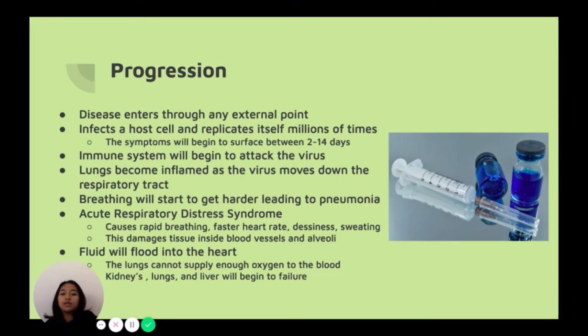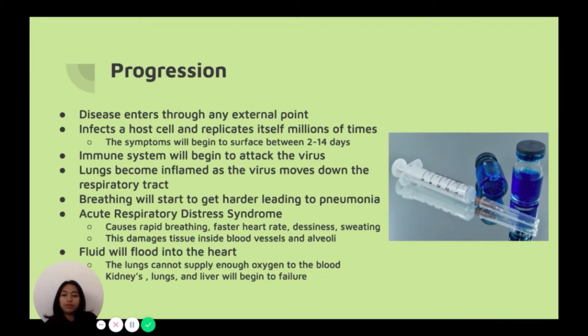The progression of the disease varies in people. The disease, first of all, enters through an external point such as the nose or mouth, or even eye. Once the virus is inside your body, it will infect a singular host cell and replicate thousands or millions of times. The period of replication is when the disease is undetectable or dormant. Soon after, the symptoms will begin to surface because the immune system will notice the infected cells and begin to attack them. As the virus goes down through the respiratory tract, such as the nose, mouth, throat, and then lungs, breathing begins to get harder, which could lead to pneumonia.